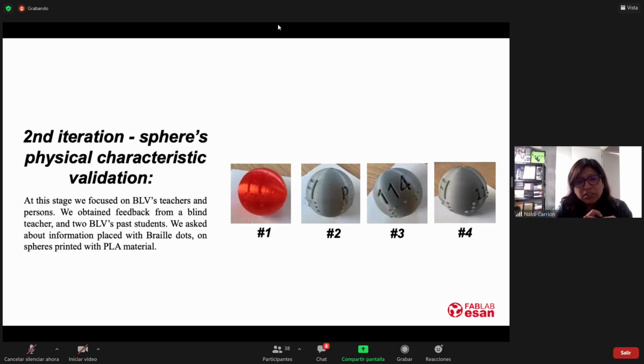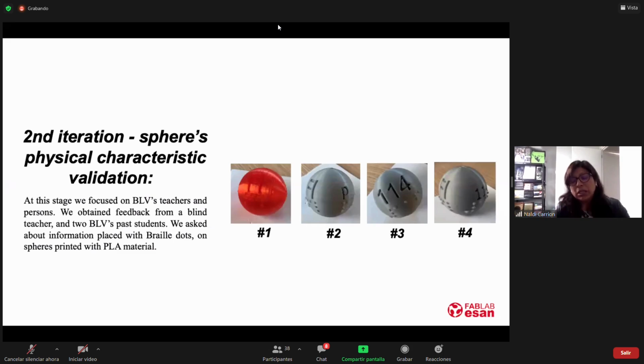So at the first validation, at the second iteration, the validation process, we obtained 82% of the teachers giving us positive feedback regarding the model. So we tested the spheres that are going to contain the information regarding the elements, so the teacher could explain further the different characteristics of the electronic configuration. For this iteration, we tested the quantity of information that we could drop into the spheres.